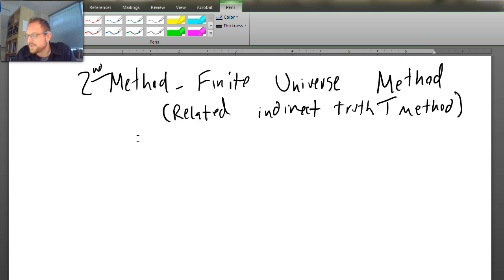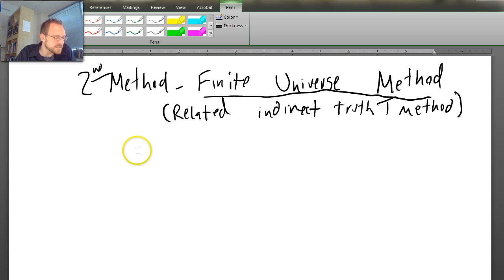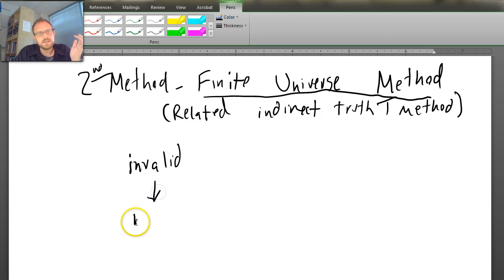So let's go about this. The finite universe method can establish the invalidity of any argument that's expressed in terms of a single variable. What that means is no matter how the universe changes, validity remains so. The finite universe method really consists in shrinking down the universe into one thing. Because if an argument is invalid, our idea is that the argument is invalid no matter what universe it exists in.